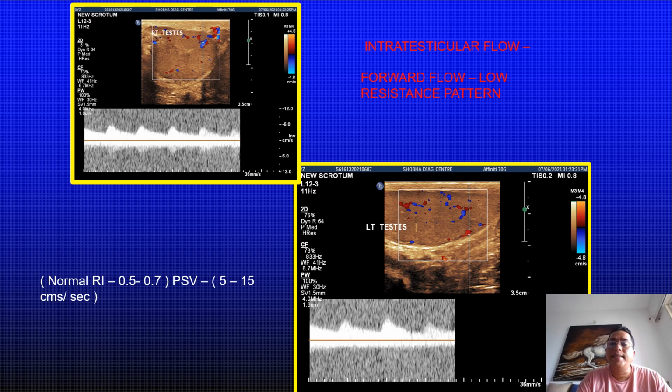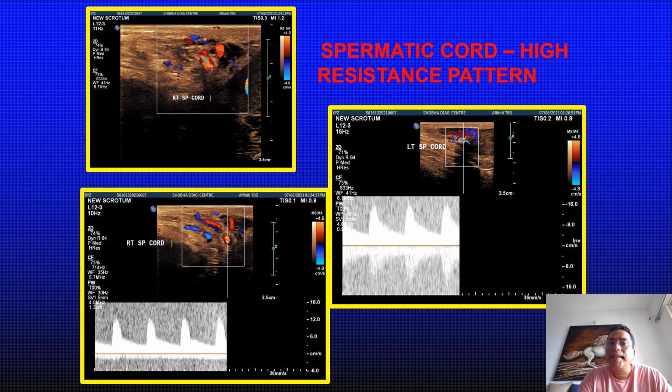As against this, whenever you evaluate the spermatic cord, you will typically get a high resistance pattern because of the vessels and the connective tissue in the spermatic cord. So the pattern is typically high resistance, where you get a sharp systole followed by reduced diastolic flow.